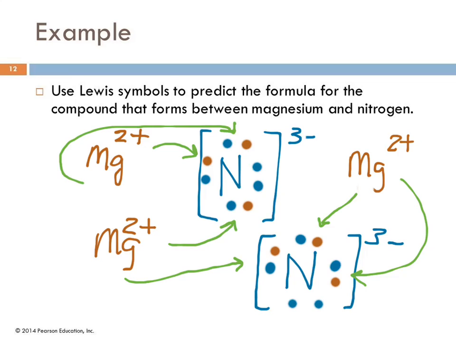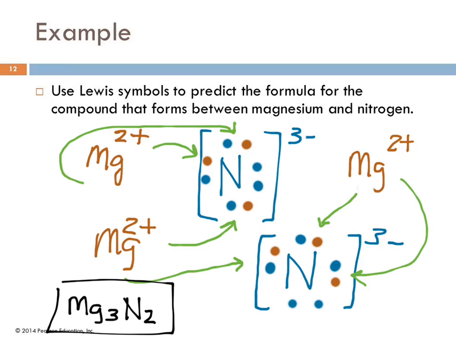So then looking at this, what is the formula for magnesium and nitrogen? Well, you count them up. How many magnesiums did we use? 3. Mg, that's not a very good M. Mg, 3. And how many nitrogens? 2. So there is the formula. I did all of that just to show you how we can think about it using Lewis dots and looking at the electrons.